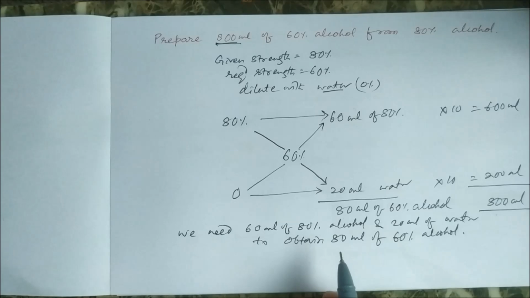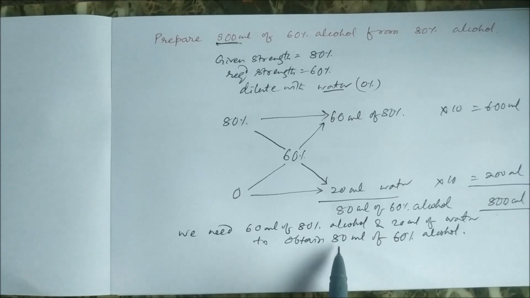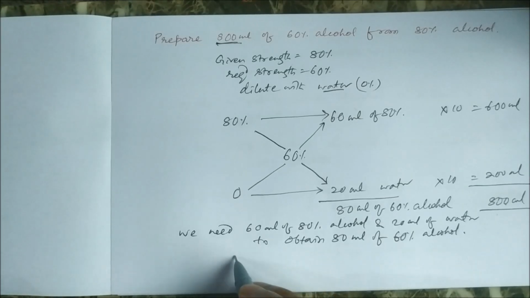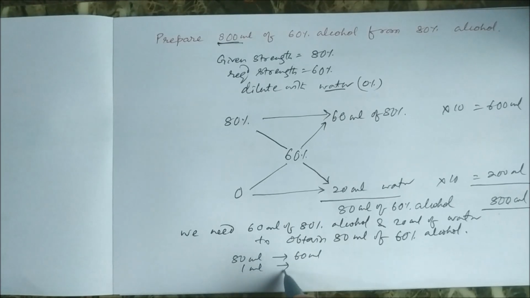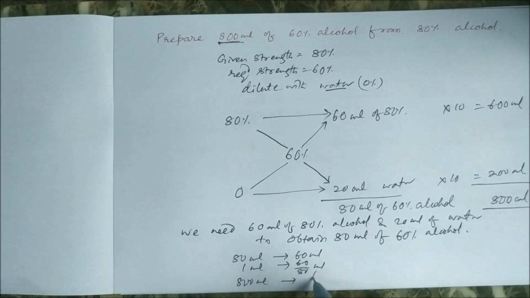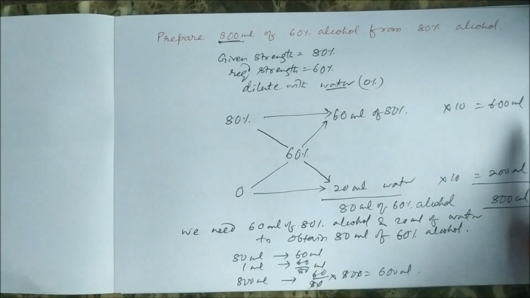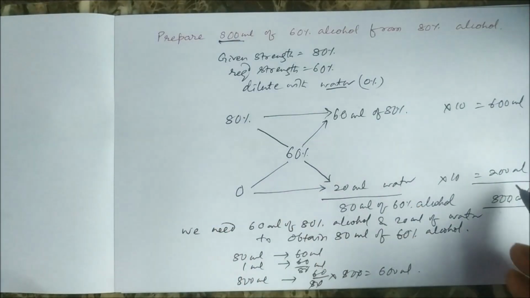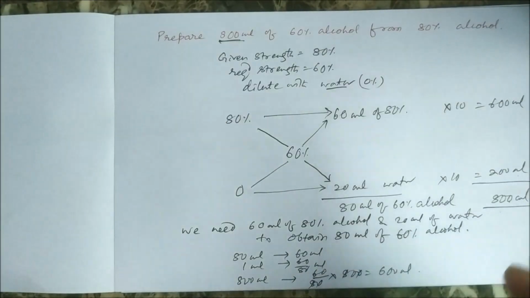Or you can use the unitary method. For 80 ml we require 60 ml. For 1 ml we require 60 by 80 ml. And for 800 ml we require 60 by 80 into 800. So it will be 600. So we need 600 ml of 80% alcohol and 200 ml of water to produce 800 ml of 60% alcohol.